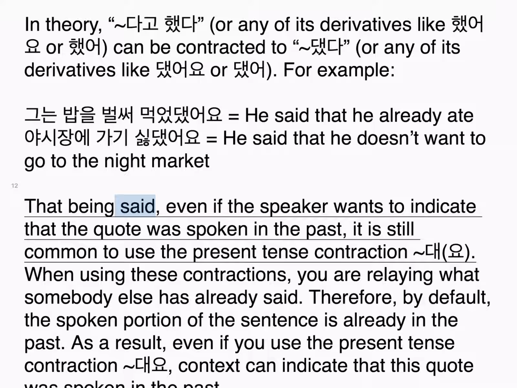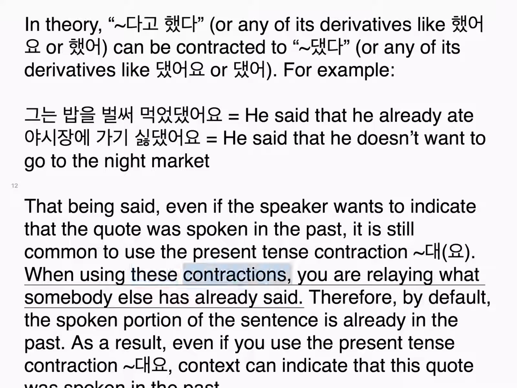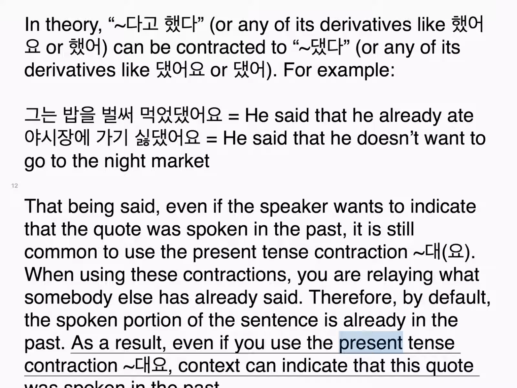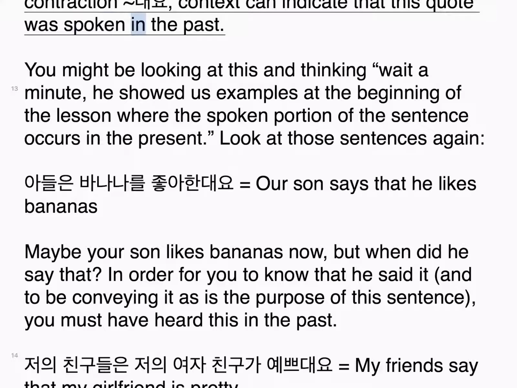That being said, even if the speaker wants to indicate that the quote was spoken in the past, it is still common to use the present tense contraction 대요. When using these contractions, you are relaying what somebody else has already said. Therefore, by default, the spoken portion of the sentence is already in the past. As a result, even if you use the present tense contraction 대요, context can indicate that this quote was spoken in the past.